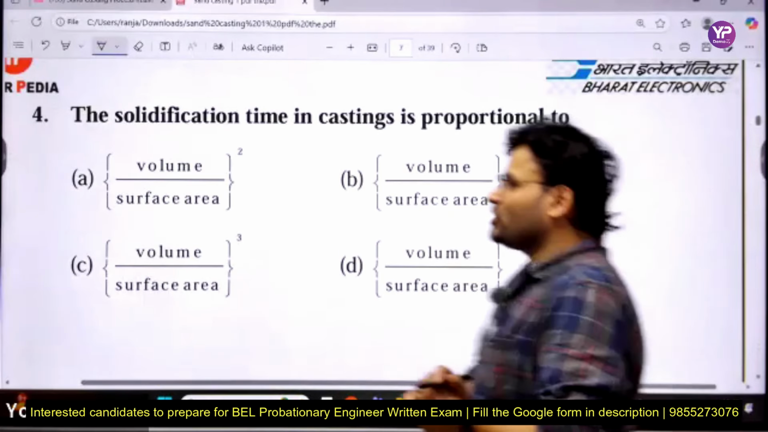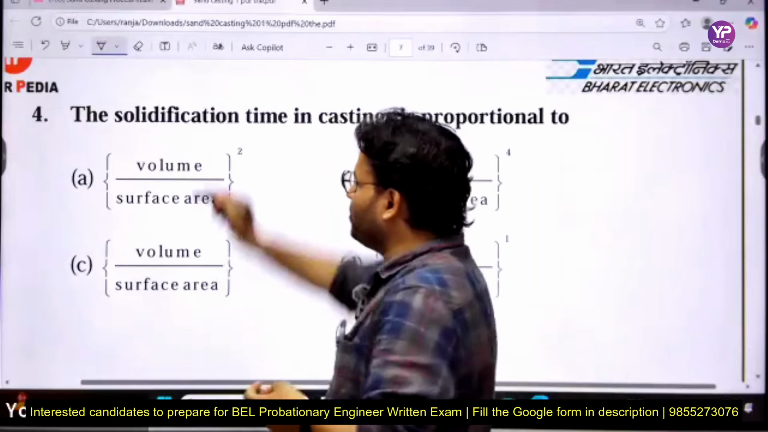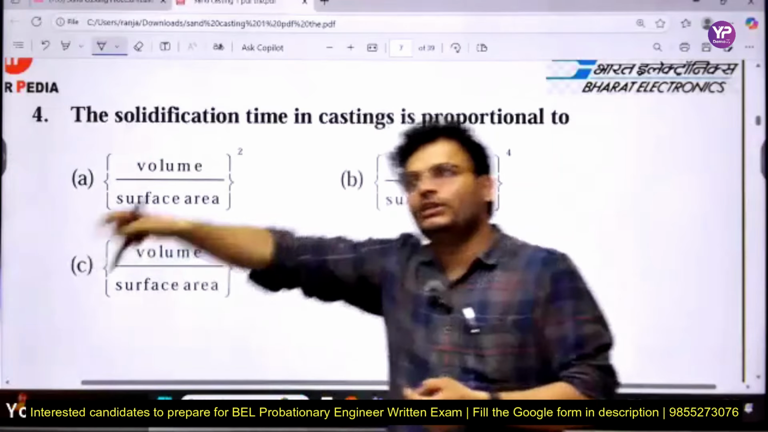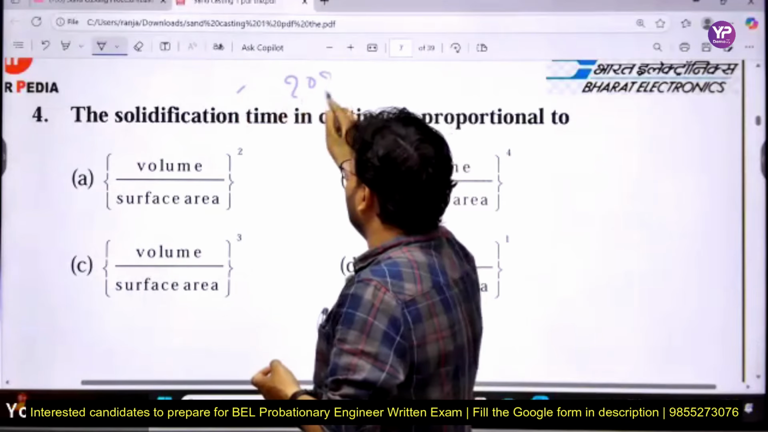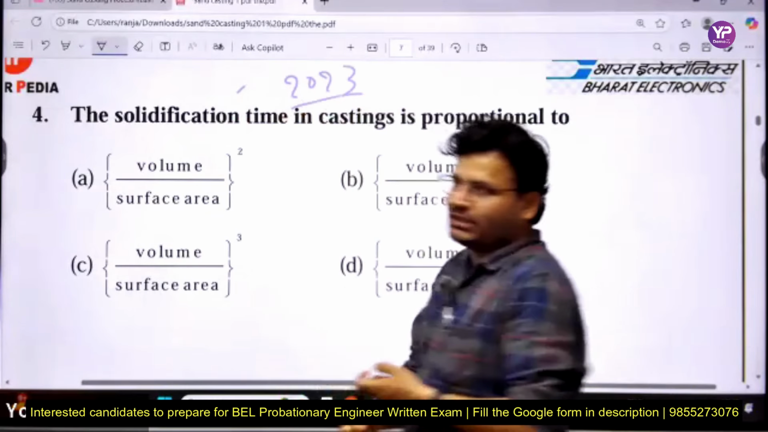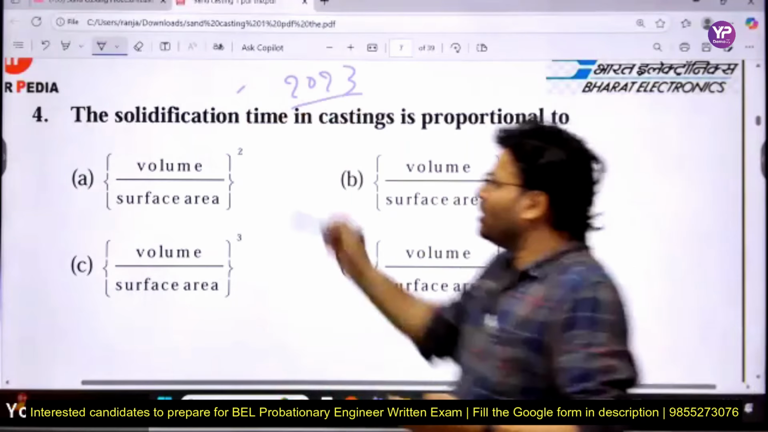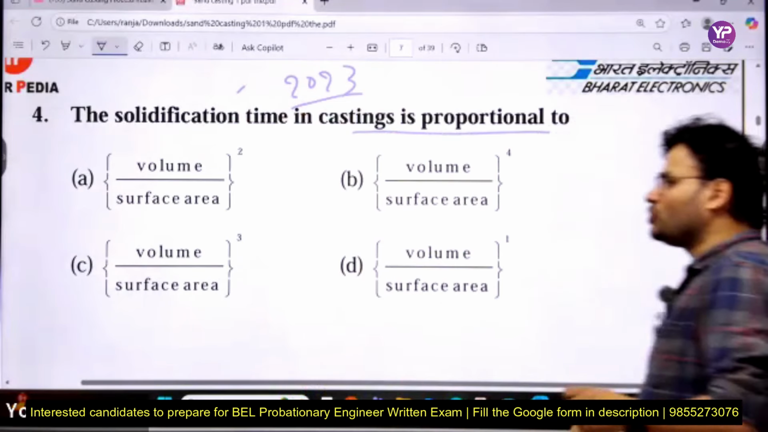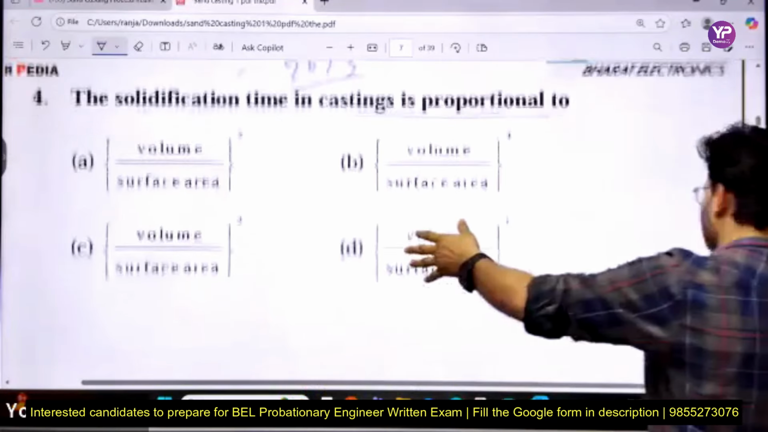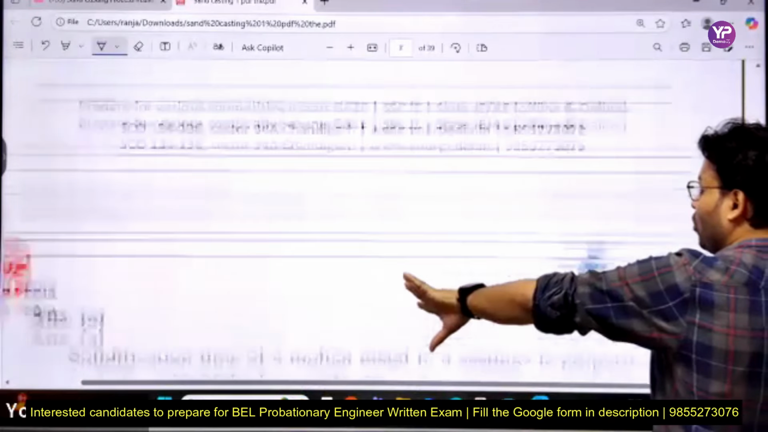Now this is the next question, and various times this question is asked. Even in the BEL 2023 exam, that type of question was asked. The solidification time of a casting is proportional to what? This is called Chvorinov's rule. I am coming to the answer, and try to remember it for a long time.